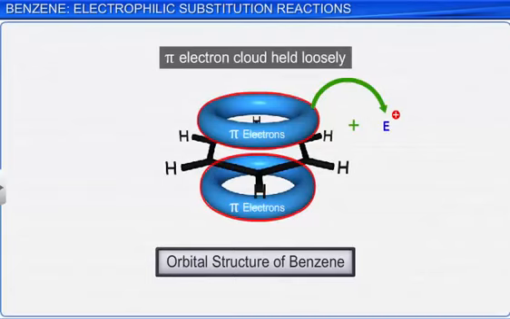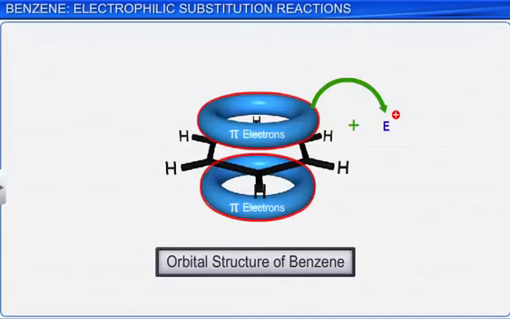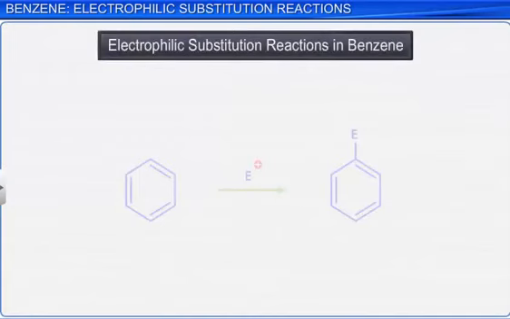Thus, the substitution reactions in benzene are electrophilic in nature. Hence, we can conclude that benzene undergoes typical electrophilic substitution reactions due to the retention of resonance stabilization of the ring, that is, aromaticity.